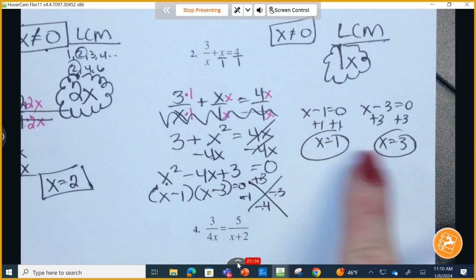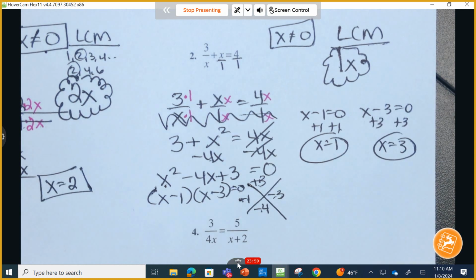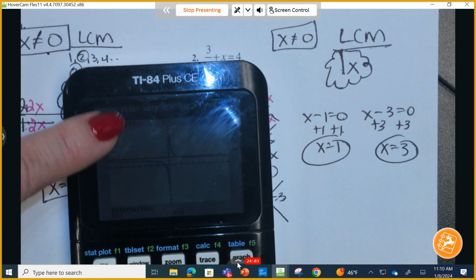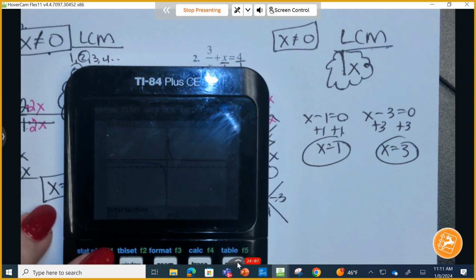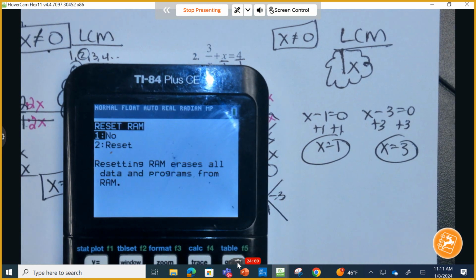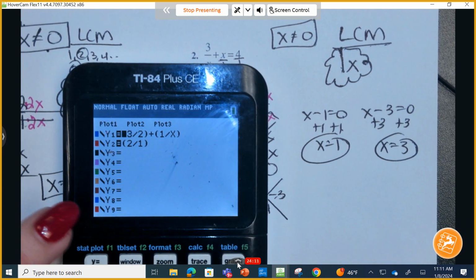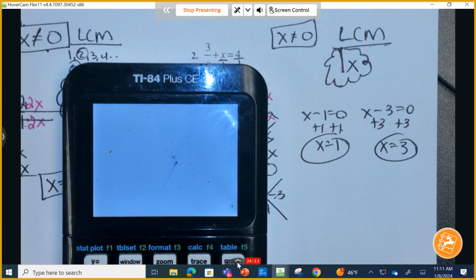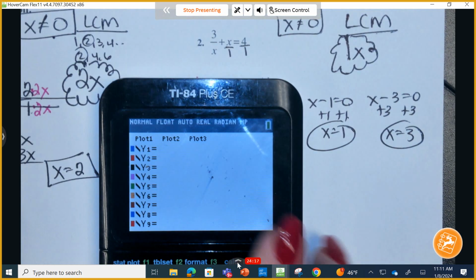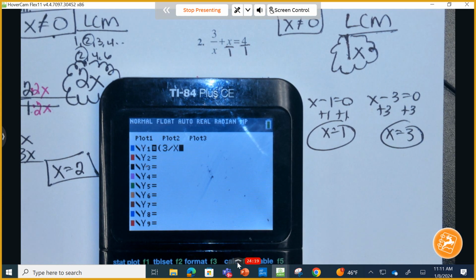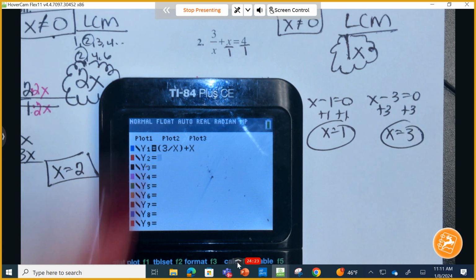Well, the good news is neither one of these answers is 0, but I don't know if they're the correct answer. How I'll know is I'm going to plug it in. This is a tool that's going to eliminate any extraneous solutions. So I'm going to clear my calculator. I'm going to go, whoops, sorry, second plus 712. I'm going to go to y equals, and I'm going to type this in. So the first one is 3 divided by x plus x, and now on the other side of the equal sign is 4.